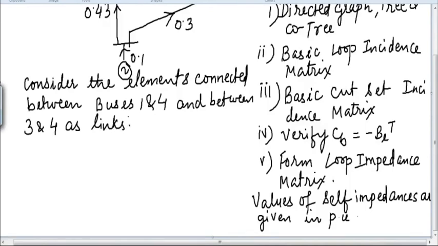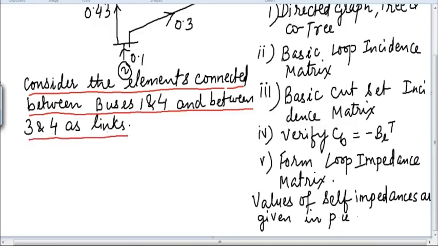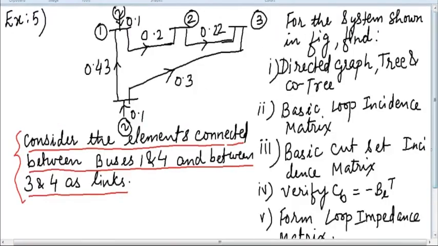So please underline this because this is the condition which is given to us. We have to take this condition and then solve the problem. Otherwise, if we make the links as per our choice, then the condition which is given here will be violated. So we need not violate any condition which is given in the problem. Okay. So this is the problem, and now we have to solve this problem and find out all these points one by one.